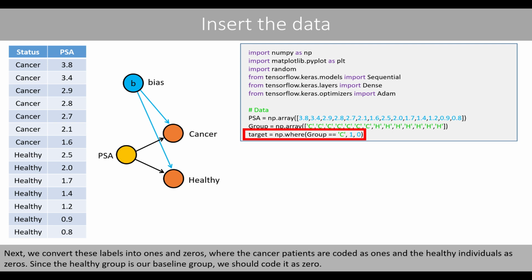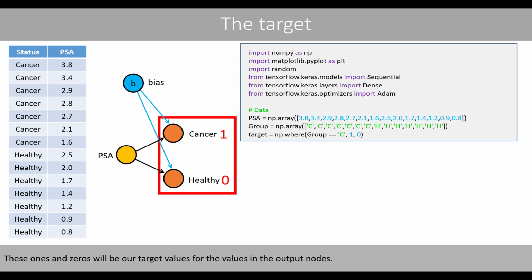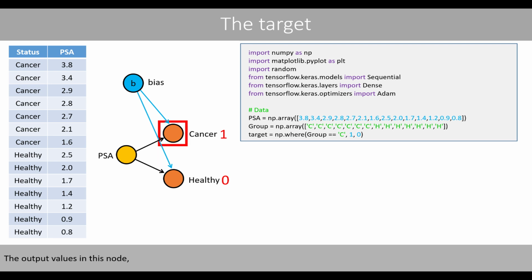Next, we convert these labels into ones and zeros, where the cancer patients are coded as ones and the healthy individuals as zeros. Since the healthy group is our baseline group, we should code it as 0. These ones and zeros will be our target values for the values in the output nodes. The output value in this node should be as close as possible to this target value, whereas the computed value for this output node should be as close as possible to 0.